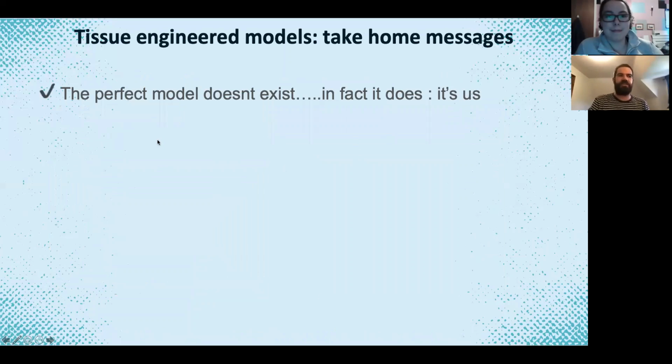So no real conclusion, but if you have to remember a few points about this tissue engineering model, it is that, firstly, the perfect model doesn't exist.